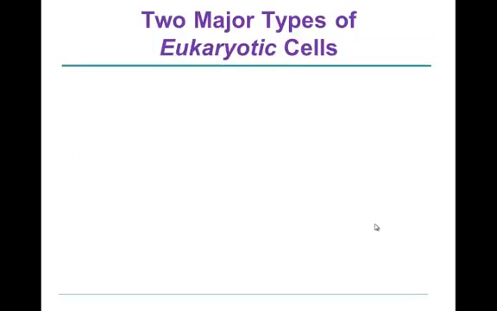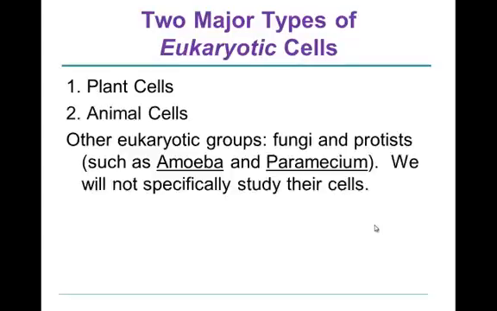In this class, we're going to introduce two major types of eukaryotic cells. There are at least 4 groups that have eukaryotic cells, but we're only going to talk specifically about the cell types of 2 of them. We're going to talk about plant cells and animal cells, and we'll compare them to one another. And there's the other groups, fungi and protists, and we're not going to specifically study their types of cells.